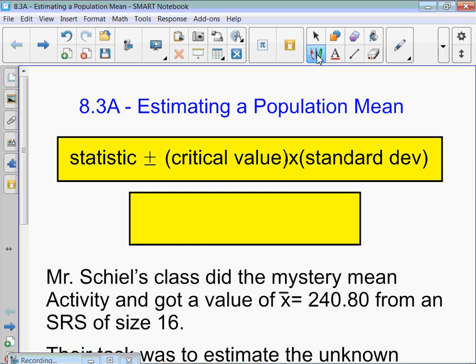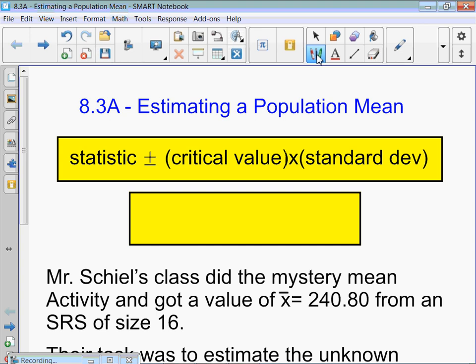All right, so all of 8.2 was estimating a population proportion. So we did p hats and p's, and that means we're talking about a decimal or a percentage or a number of people out of a total number of people who believe something. Okay, and now we're talking about estimating a population mean.